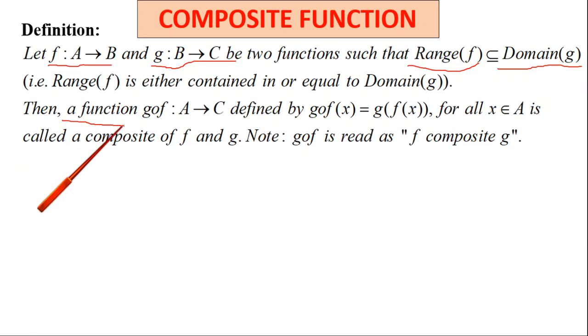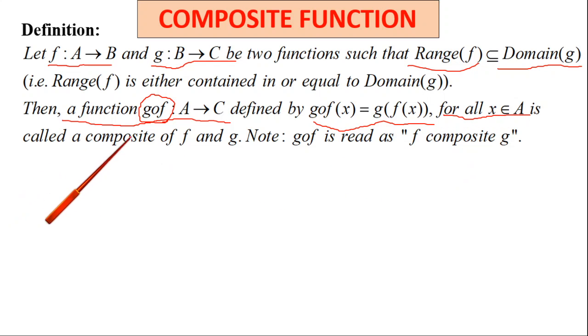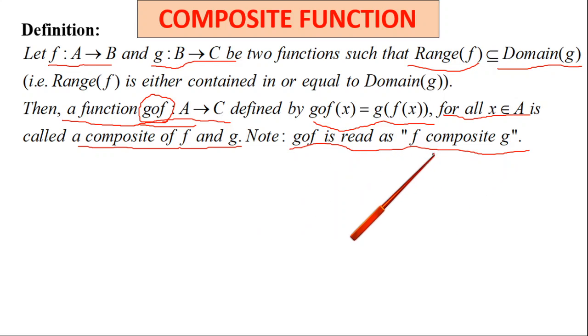Then we will have a function from A to C. This is how we denote that function, and that function is defined as this, for all x in A, and this function is called a composite function of f and g. And we must note one thing, that this symbol is read as f composite g.